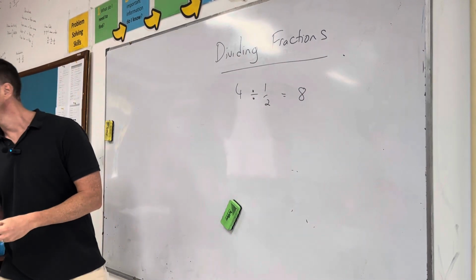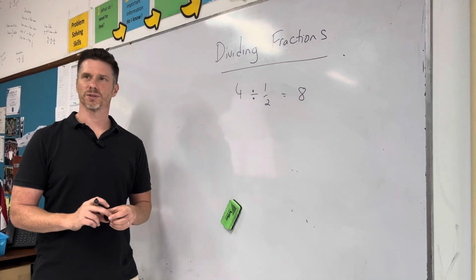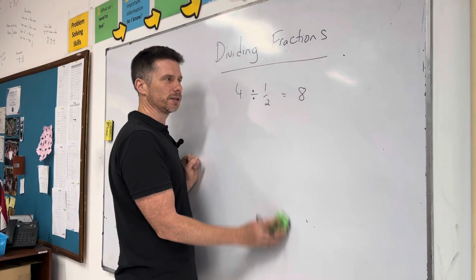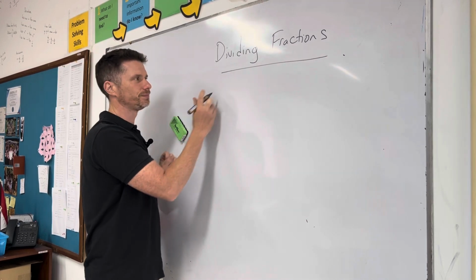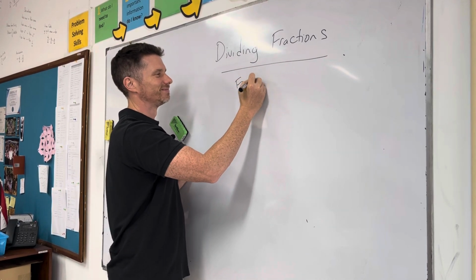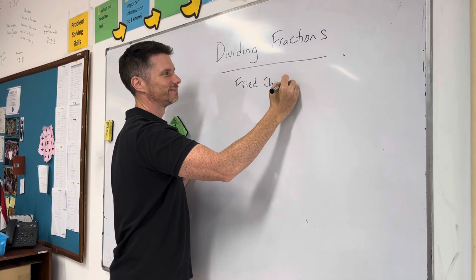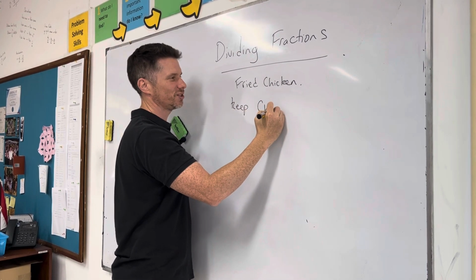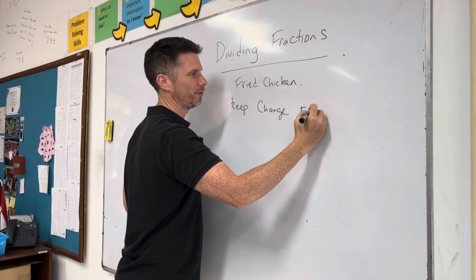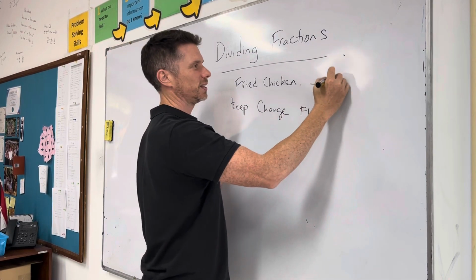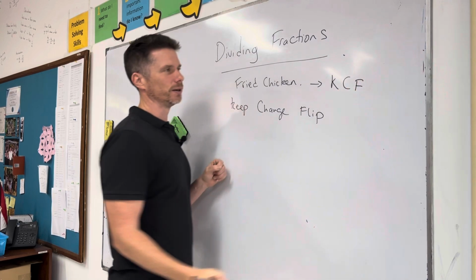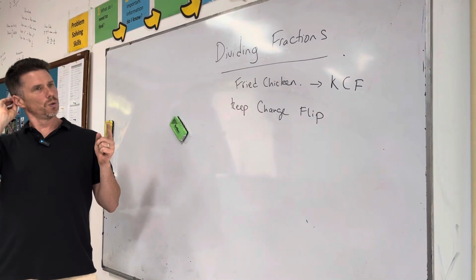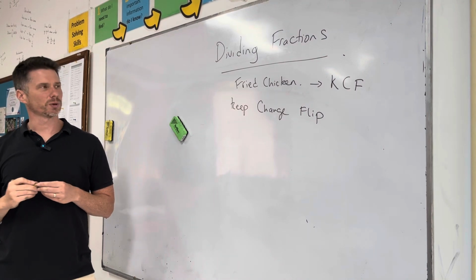How do I get that? Mathematically or systematically? We create an algorithm. Our algorithm is fried chicken. We're going to keep, we're going to change, and we're going to flip. Fried chicken, KCF, spelled wrong. We're going to use the fried chicken method. You can use that as well. I'm going to use this one.